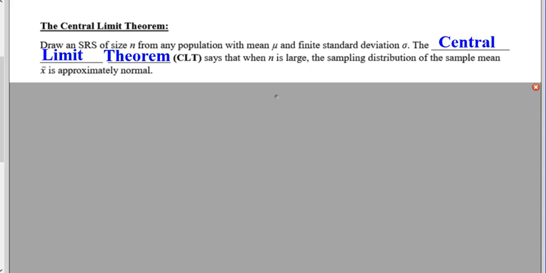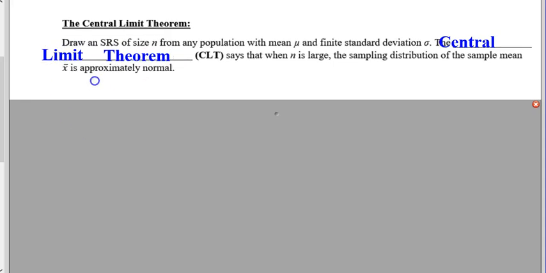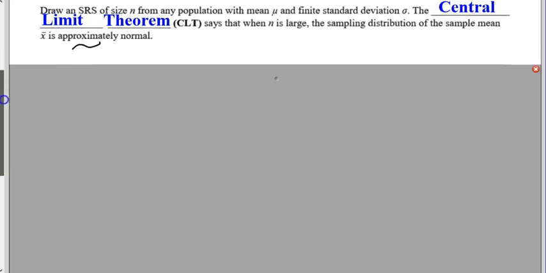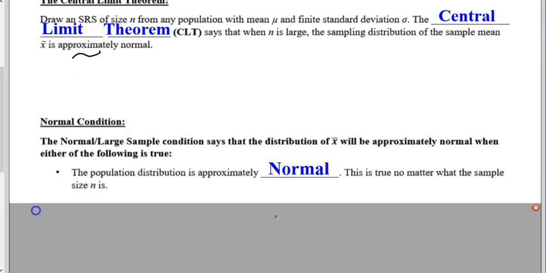So we do a simple random sample from some size of population with a mean and a standard deviation. And the central limit theorem basically says if n is large enough, then it'll be approximately normal. Now I want you to put underneath the word approximately that little curly symbol from algebra. That means approximately. It's a tilde in Spanish. But the little tilde means approximately. Okay? So, 2 new conditions.